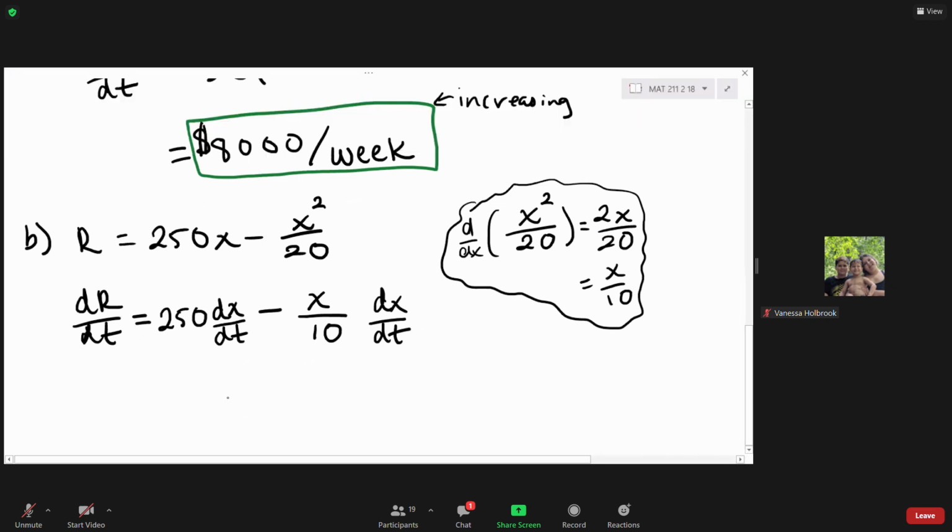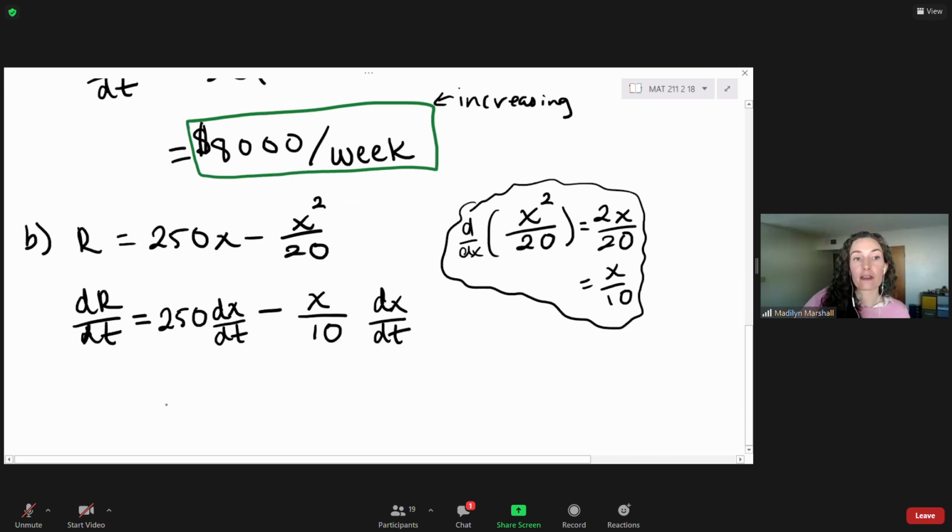So once we have our dr dt equation, now we're looking for the change in revenue with respect to time. And we still have those same 2 pieces of information. So our dx dt was the 400 and x was that production level of 4,500.